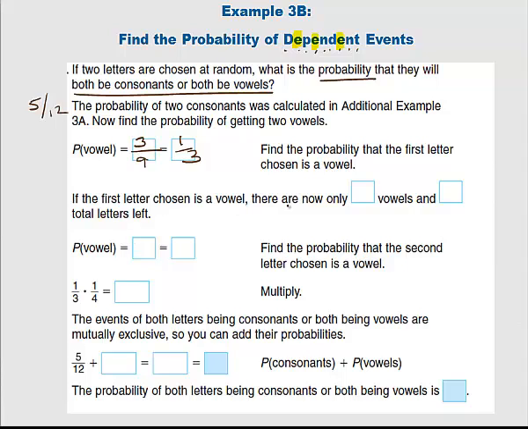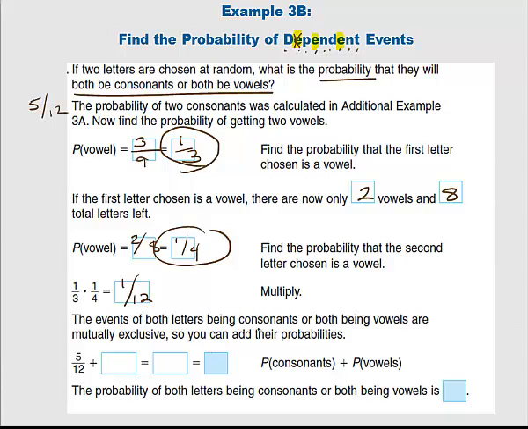Now, if the first letter is chosen as a vowel, there will be only 2 vowels left, because if one is picked, then there's one less to pick from. And 8 letters left, because one has been drawn out. Does that make sense to you? So, for example, if I draw this and I get the E, you now have 8 letters left, 2 of which are vowels. So the second vowel will be 2/8, which is 1/4, the probability that the second letter chosen is a vowel. So we take these 2 numbers and multiply them and get 1/12. So the probability of getting 2 vowels in a row is 1 out of 12.